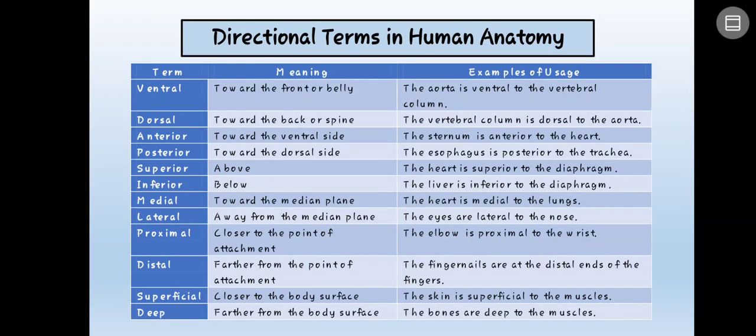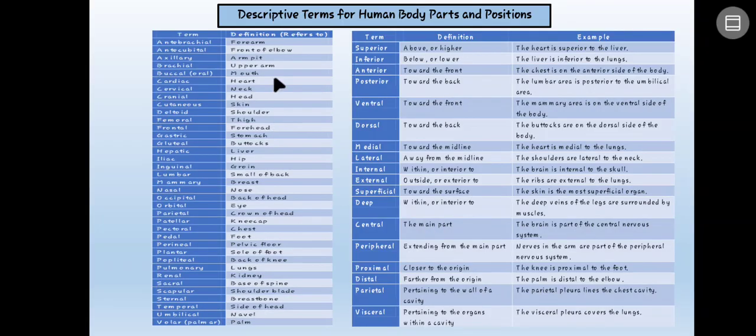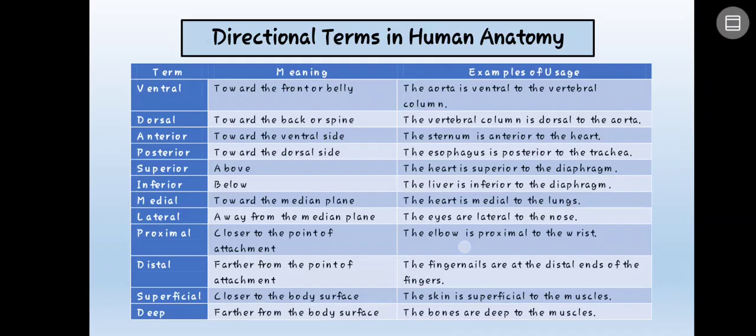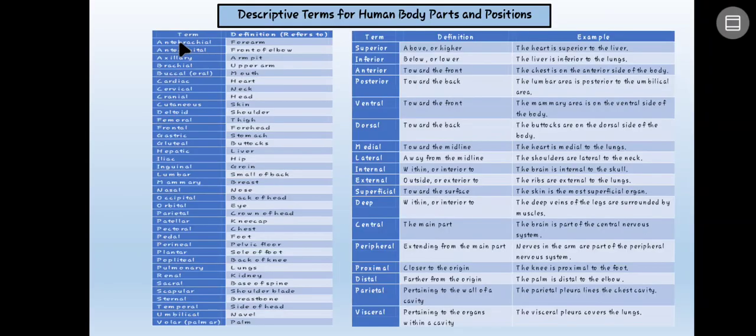Okay, good. So these are some anatomical planes and further directional descriptive terms for human body parts and positions. So if you see the word antebrachial, we are talking about the forearm. Antebrachial is the forearm. Antecubital, front of the elbow.